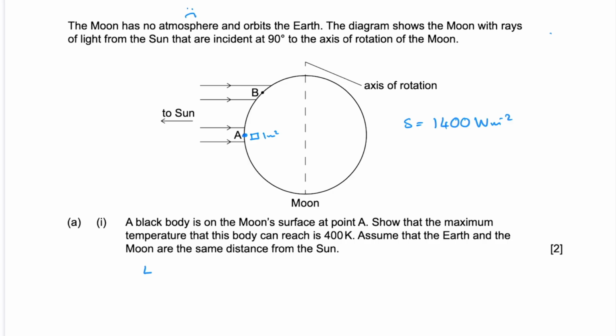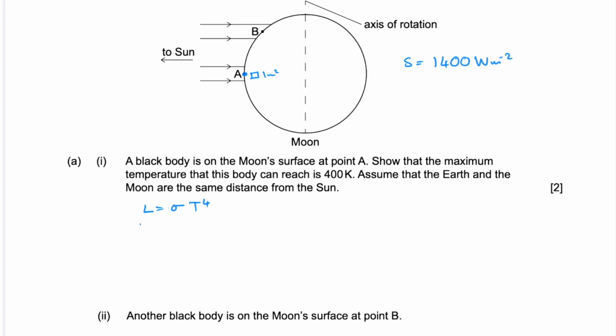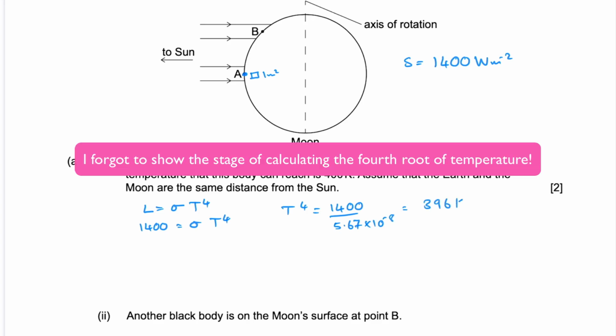So we head to the data booklet and we have this equation here. We know that the radiation received from the sun at this point is 1,400. We know that this is a constant, the Stefan-Boltzmann constant, so it should be really easy to adapt this to find out the temperature. 1,400 divided by 5.67 times 10 to the minus 8 is equal to 396 Kelvin, which of course is approximated to 400 Kelvin.